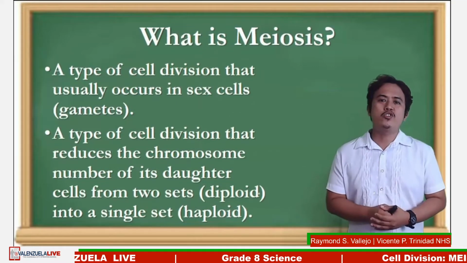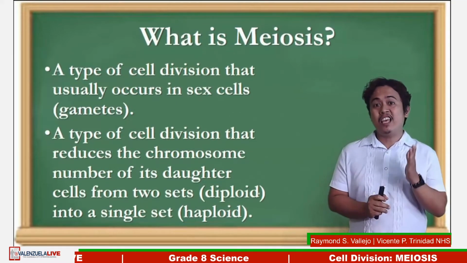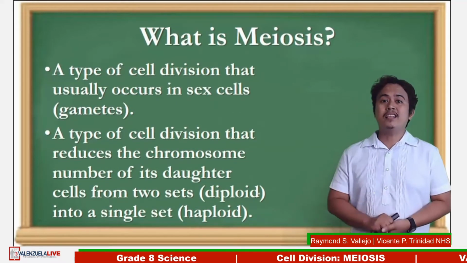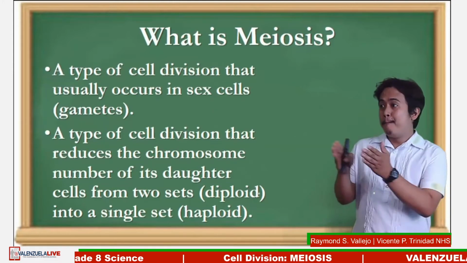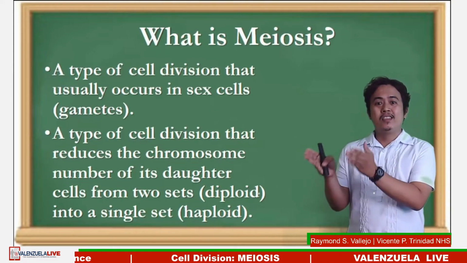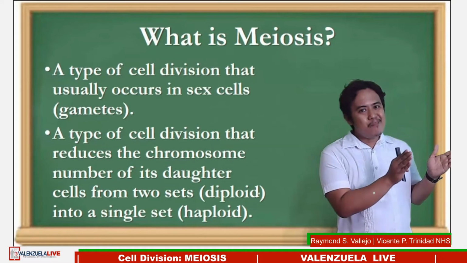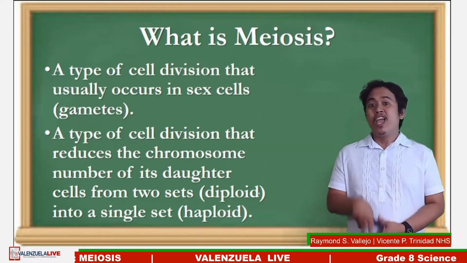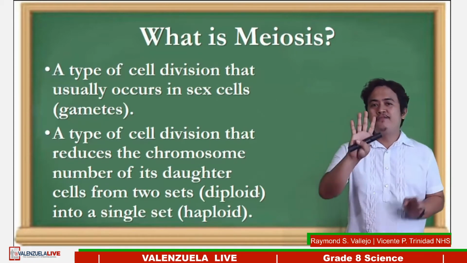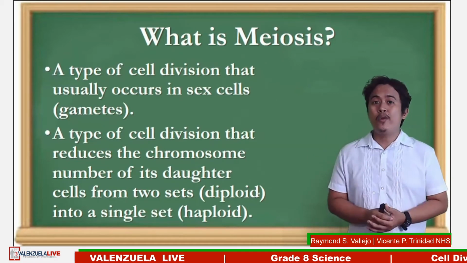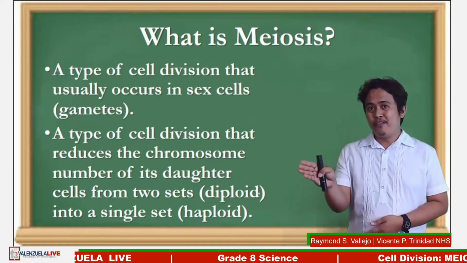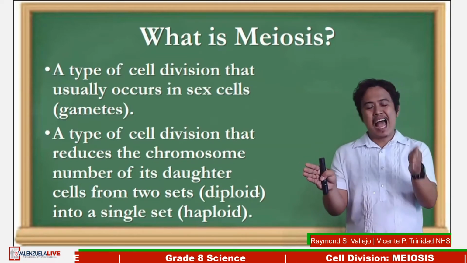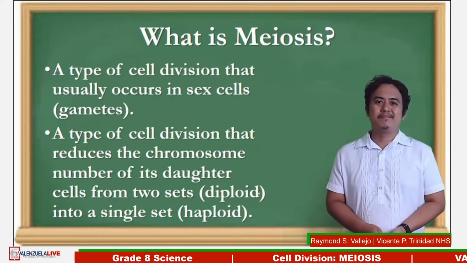Another unique feature of meiosis is that it is composed of two sets of phases: meiosis 1, which is the reduction stage, and meiosis 2, which is known as the division stage. Each stage has four phases, commonly known as PMAT: prophase, metaphase, anaphase, and telophase.